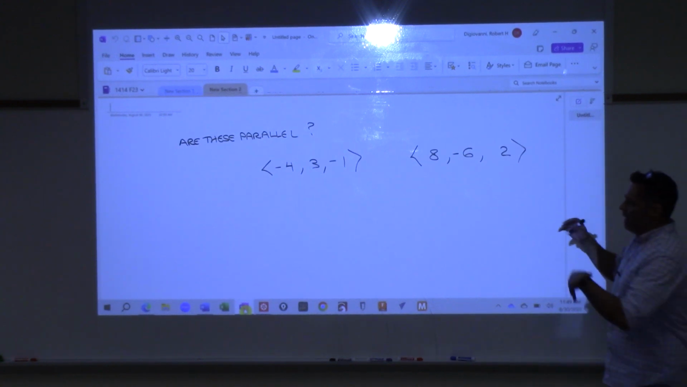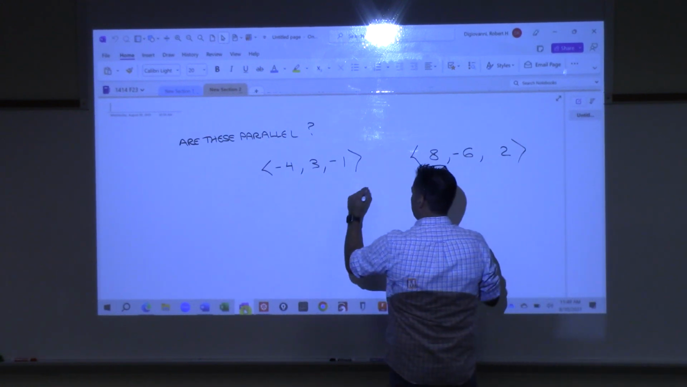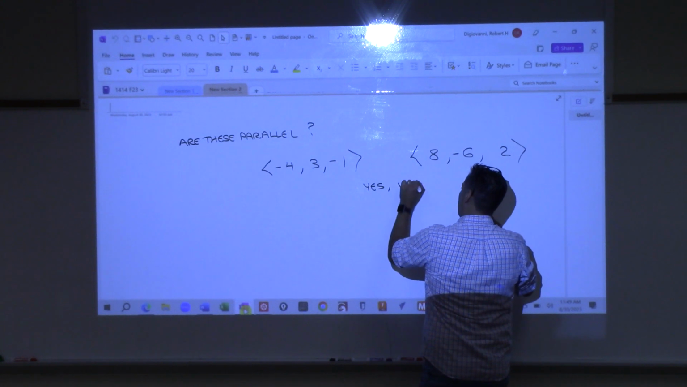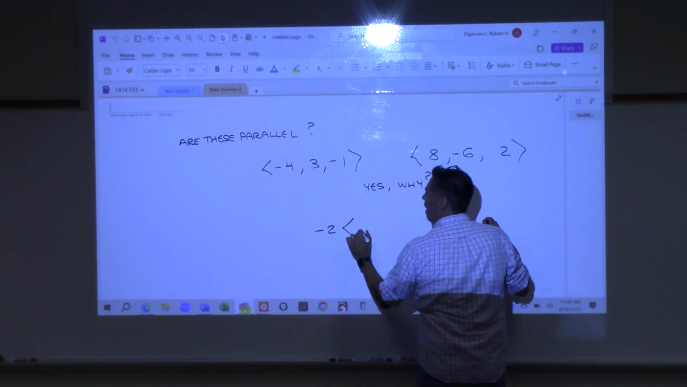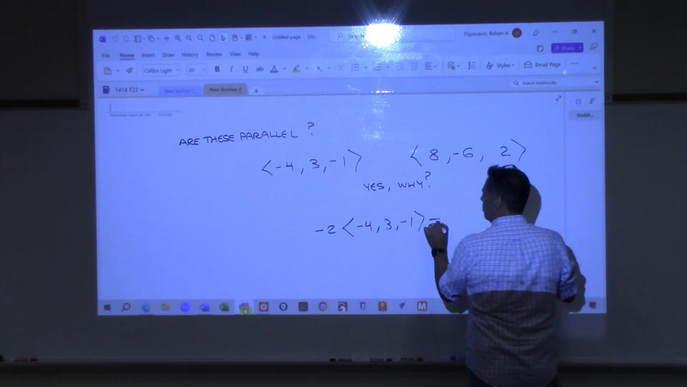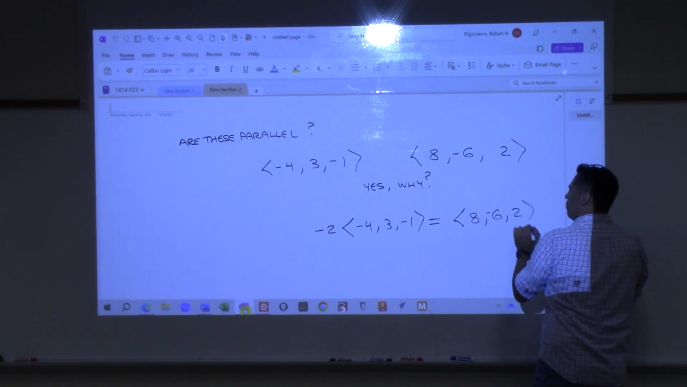So the answer to the previous one is no. Here the answer is yes. Why, you ask? Because if I take -2 and multiply it times -4, 3, -1, I would get, as a result, the vector 8, -6, 2.